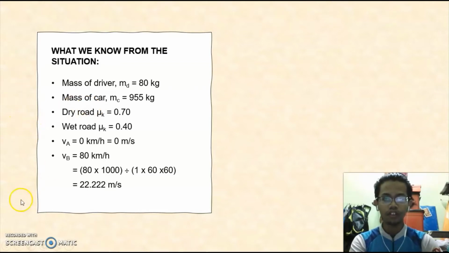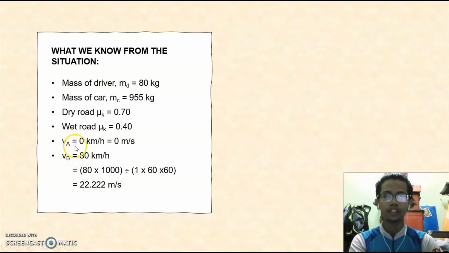So in this situation, we do it on two different types of road. The first type of road is the dry road, so we put the value of the coefficient of kinetic friction force, which is equal to 0.7. The other type of road is the wet road, so we do it on the wet road and we put the value of the coefficient of kinetic friction force, which is 0.4.